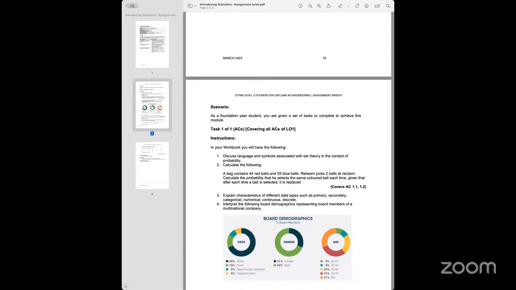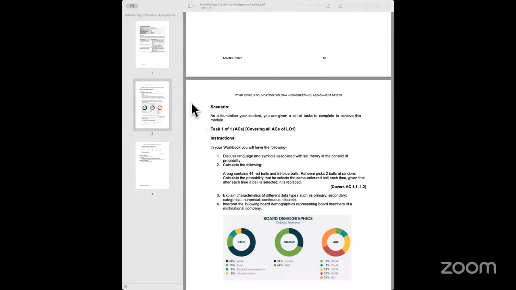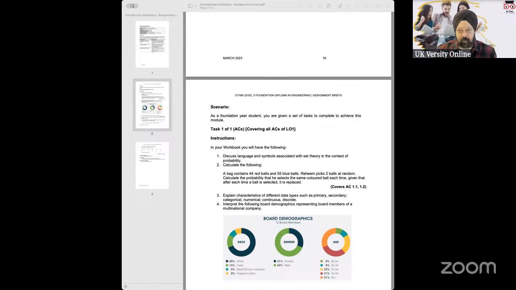Is that okay? So we're going to multiply. The probability of picking two red balls, if I say P, is equal to 44 divided by 99 times 44 divided by 99. That's how probability works by the formula. Okay, so let me just see if I can type it out into the presentation screen that I can show you. One second.